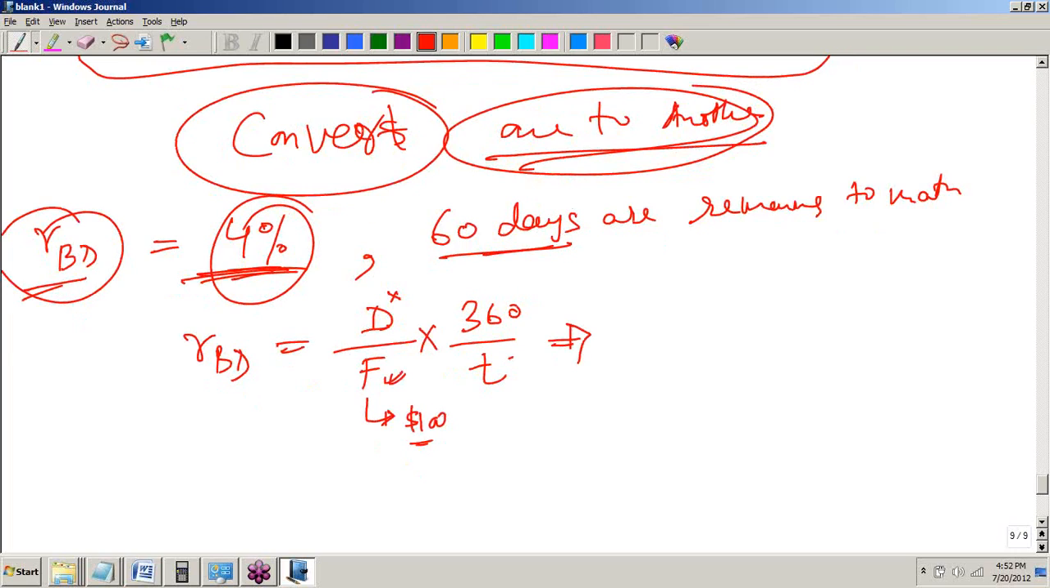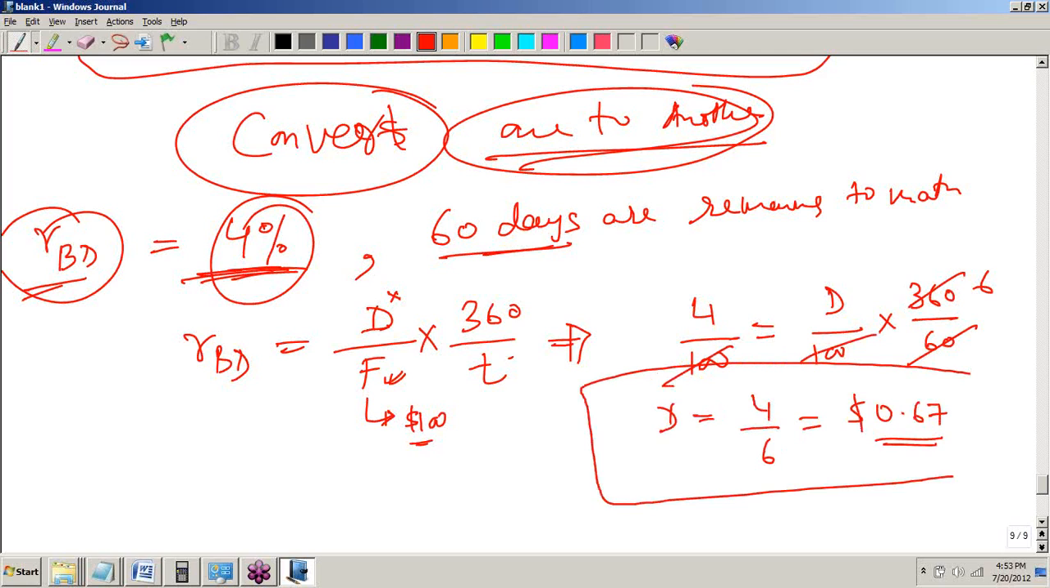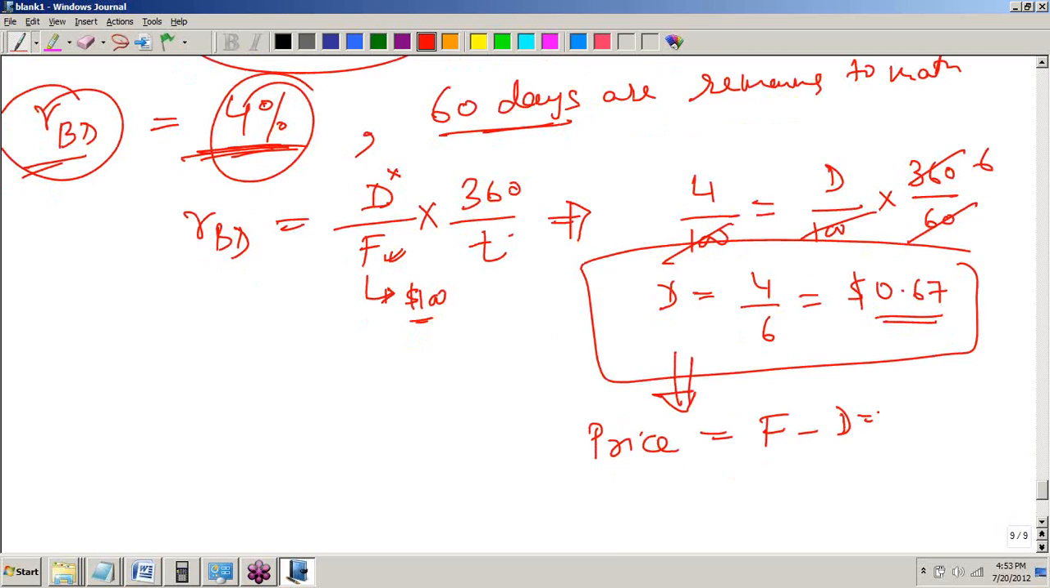Now once I take F to be 100, RBD is how much? 4% can be written as 4 by 100. What is the discount? That I do not know. The face value is 100, into 360 by 60. So this 6 and this 100 will cancel. So your D will become 4 by 6, or it will become $0.67. So your discount is $0.67. Now can anybody give me the price? Yes, the price will be nothing but the face value minus the discount, which will be 100 minus 0.67. So it will become 99.33. So your price will become $99.33.